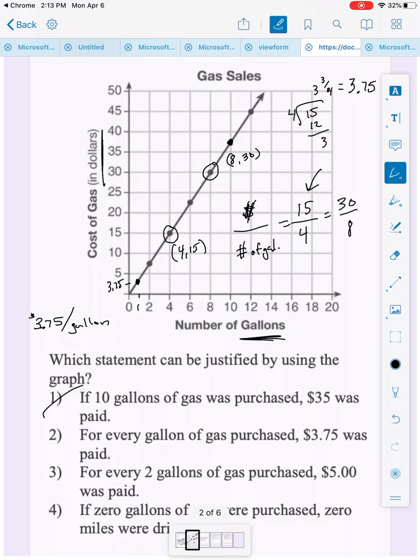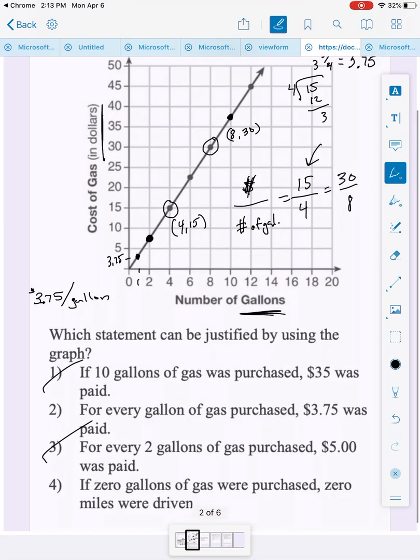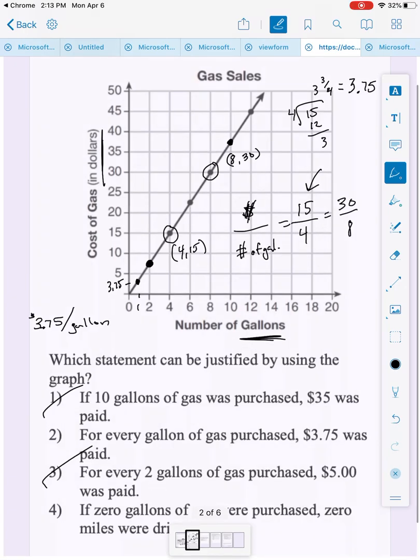Let's just read the other two choices. For every 2 gallons of gas purchased, $5 was paid. Well, I really know right here that 2 gallons of gas costs more than $5 based on that point. So 3 is out. And 4 says if 0 gallons of gas were purchased, 0 miles were driven. Well, hold on one sec. Just because I didn't purchase any gallons of gas doesn't mean that I didn't have gas already in my tank. So it doesn't really have an effect on the miles that I drive yet. So choice 4 is ridiculous as well. Choice 2 happens to be our answer.